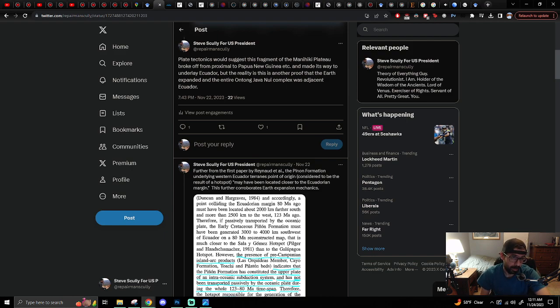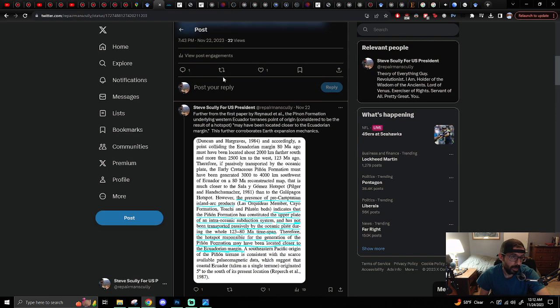But the reality is this is another proof that the Earth expanded and the entire Ontong Java Nui complex was adjacent to Ecuador. That this segment of the Pinon Formation is a component of Ecuador points to the one-time proximity of the Ontong Java Nui complex, rather than this much more coincidental and far distance traveling of the Pinon Formation to collide.